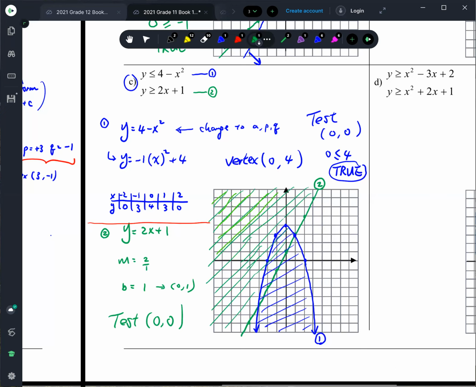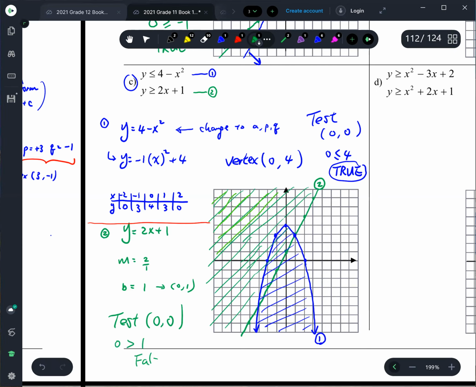Okay, so let's try it out. We plug in 0, right? Is 0 greater than 1? 0 is not greater than 1, so false. So 0 is on the bottom side, right? So you have to shade the other side. So you can see the blue color, right? And the green color, where it happens twice, it should be in here.